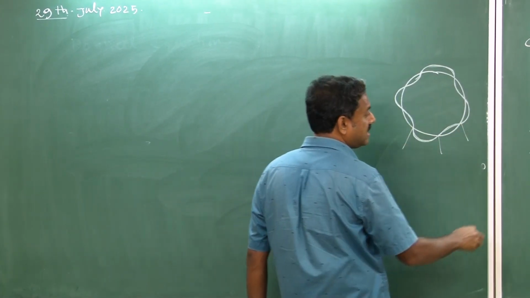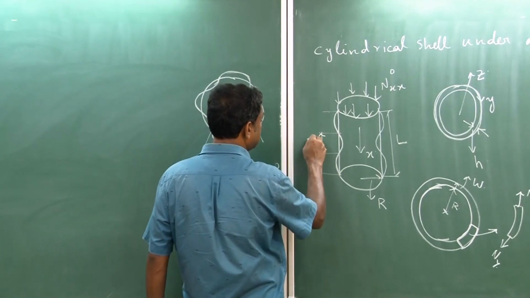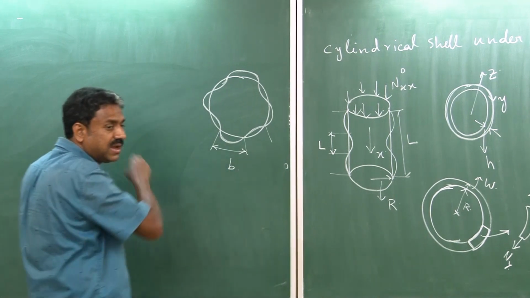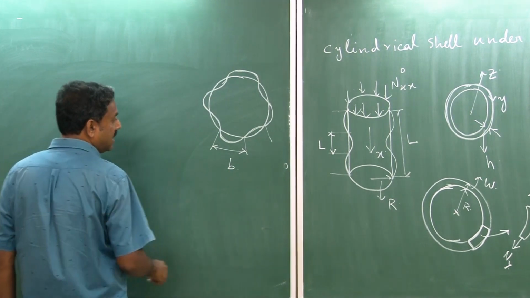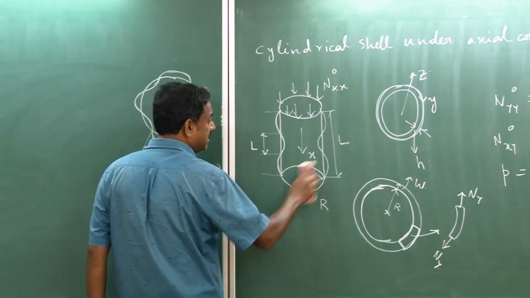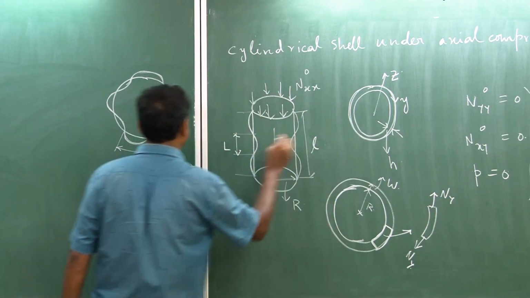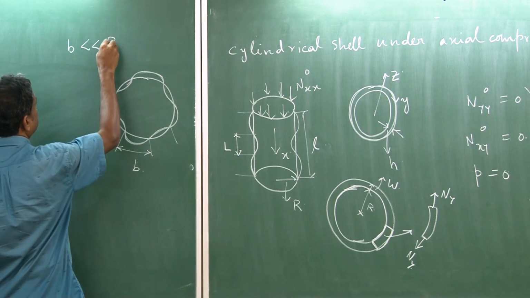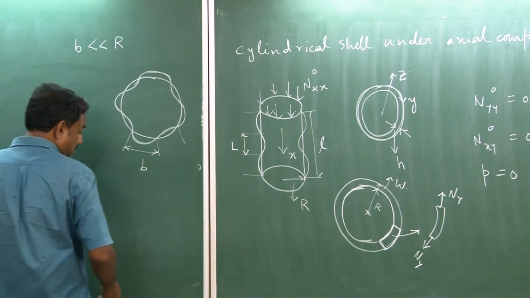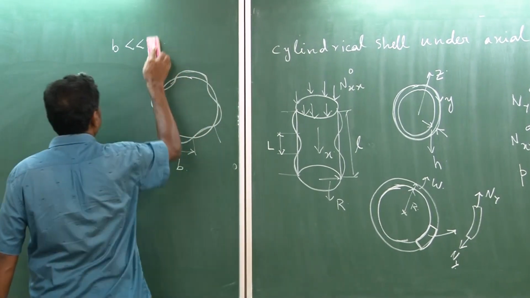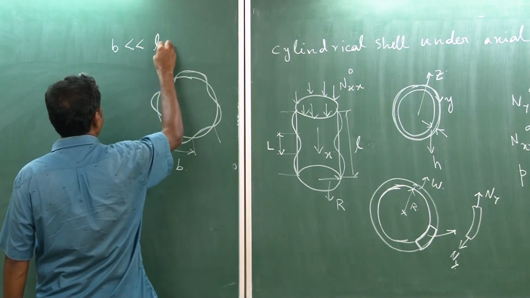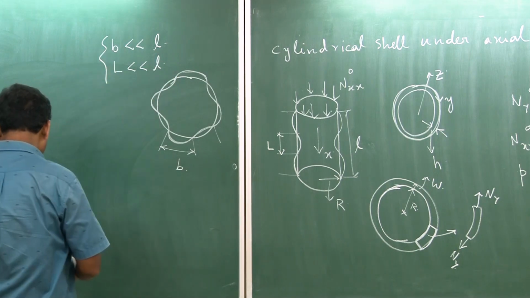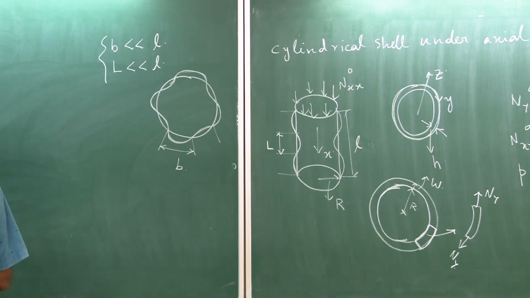We are going to assume that this wavelength along the length is L and this wavelength along the circumference is B. As you see, for the shallow shell approximation, we are considering this total length is small. Please note that for the shallow shell assumption, B must be very, very much smaller than R, and L is also very, very small compared to R.